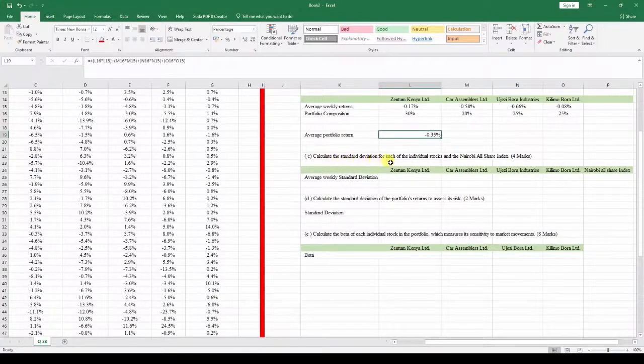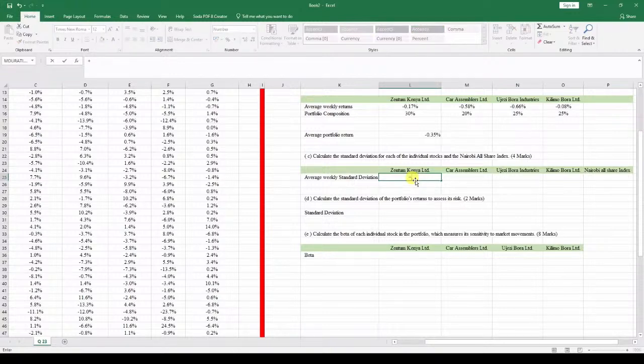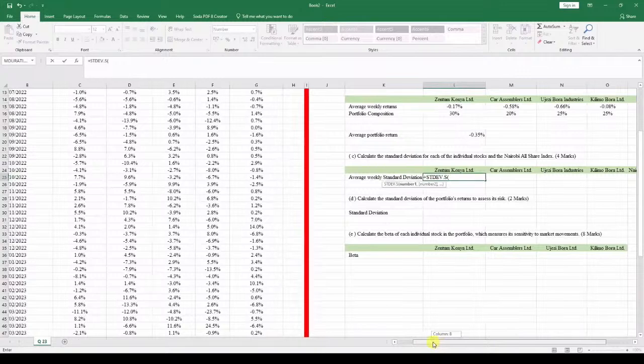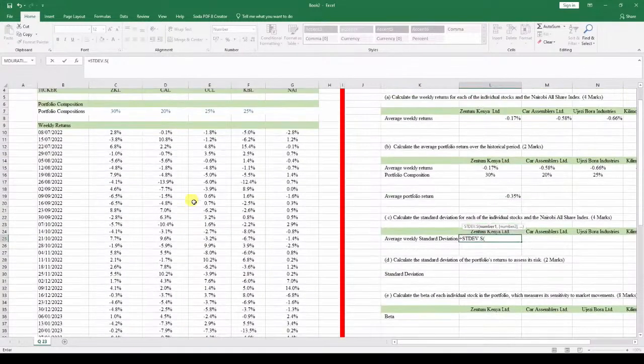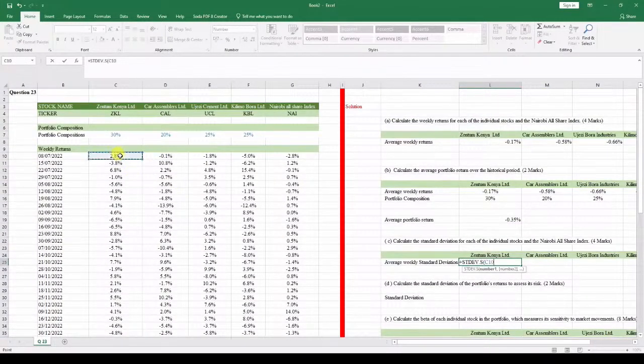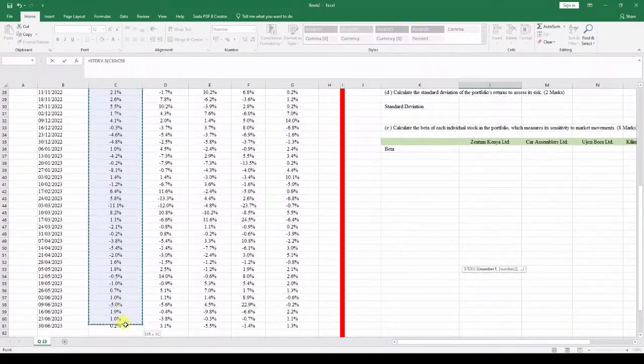Calculate the standard deviation for each of the individual stocks and the Nairobi All Share Index. That's 4 marks. So for the standard deviation, you pick STDEV, not P, because we're not picking for the entire population. We want STDEV, the standard deviation for the sample. So we double click that, and we pick the values. We highlight the values for Z-Term, we highlight it down like that, and it calculates for us the standard deviation for Z-Term.